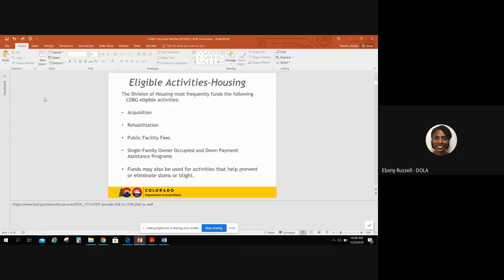The eligible activities for housing, what the Division of Housing will generally fund is acquisition, rehabilitation, public facility fees, and programs like the Single Family Owner Occupied Program or the Down Payment Assistance Program. Sometimes we do fund activities to help eliminate slum and blight, like demolition, but that's not common.